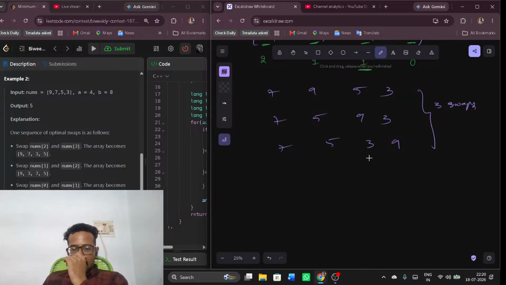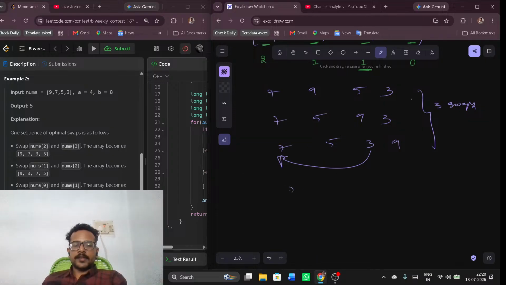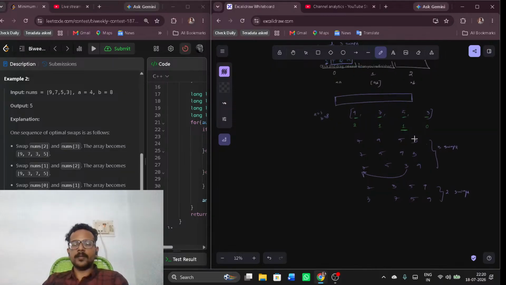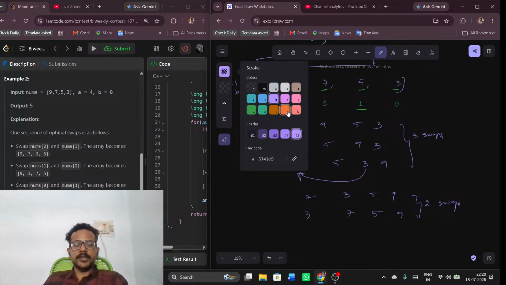Now, I have 3 that needs to be at the first. So I would swap again: 7, 3, 5, 9, then 3, 7, 5, 9. How many swaps did I need? 3 swaps. That's equal to 5 in total. But how do I get an idea of this? That's why I made this distinction.